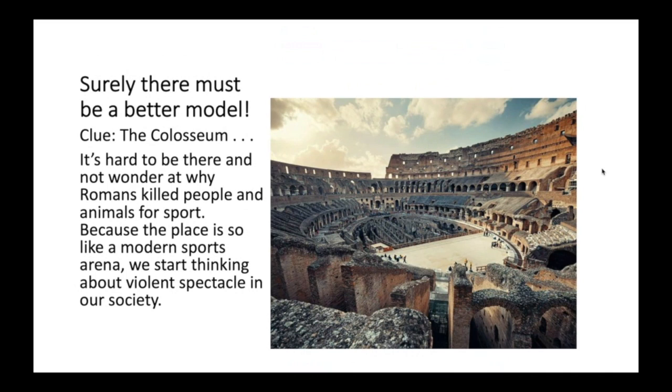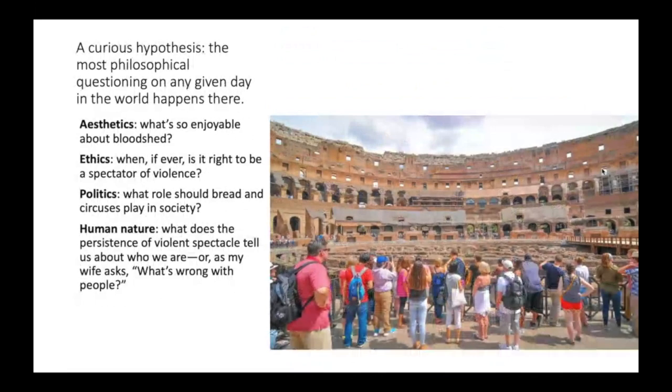And strangely enough, my clue for how to rethink teaching philosophy on site came to me in the Colosseum. It's pretty hard to be there and not wonder why Romans killed people and animals for sport. The place is a lot like a modern sports arena, so we start thinking about violent spectacle in our society. So being in the place gives you a sense of the spot, but also some critical distance, which leads almost everyone there, I think, to start asking questions.